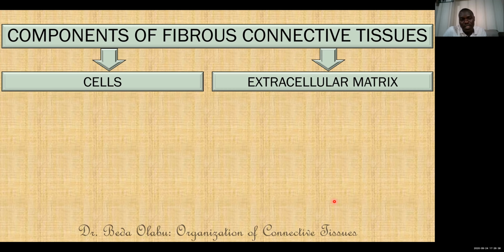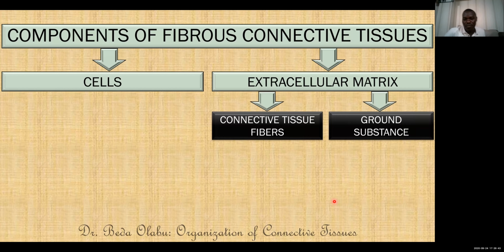Let's start with the components of the matrix. We have agreed that the matrix of connective tissues, and fibrous connective tissue is not the exception, is made up of connective tissue fibers as well as ground substance. We've also said that connective tissue fibers consist of collagen fibers and elastic fibers. Now I want to elaborate on these collagen fibers. Collagen fibers confer strength to connective tissues.